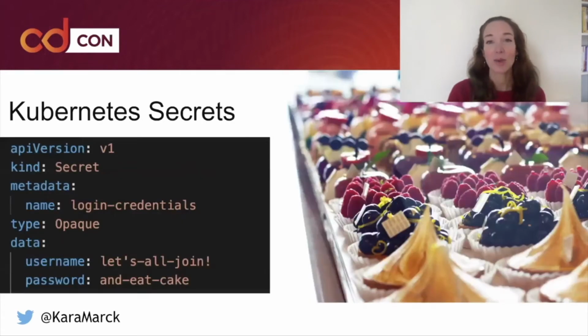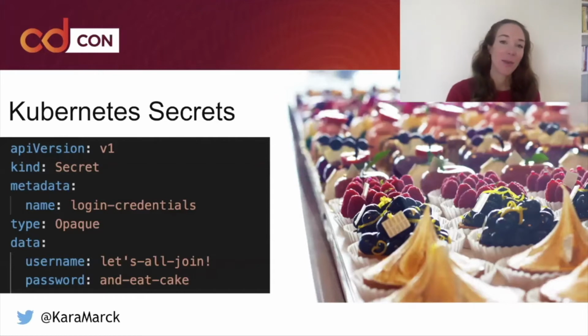You do not want to store Kubernetes secrets in Git. The base64 encoding is like plain text. So as we can see here, the secret data, easily unencoded, is reading username, let's all join, and password, I need cake. So you do not want your secrets laid out in Git like an open buffet.